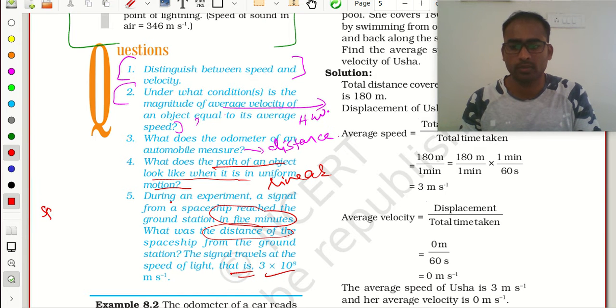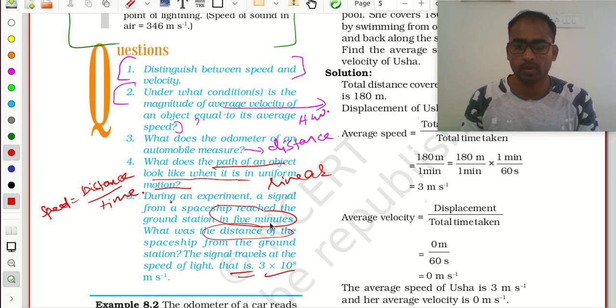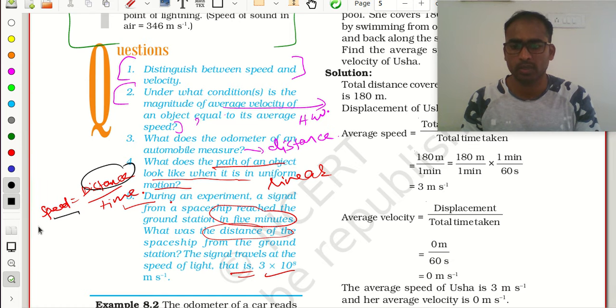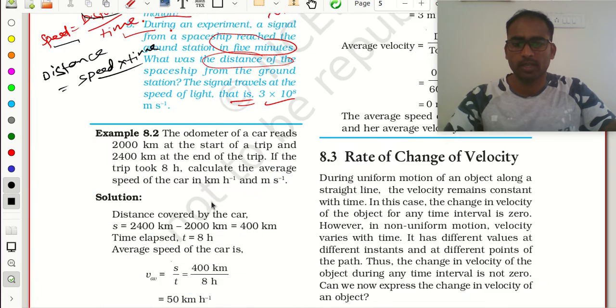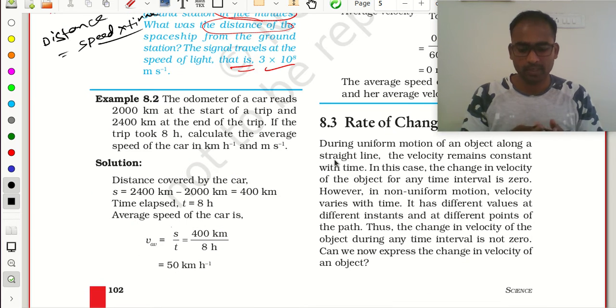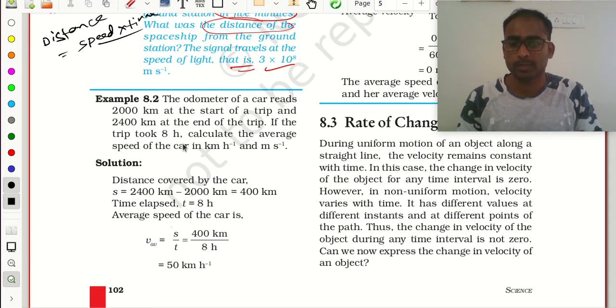So speed is equal to distance by time. Here I know the time, and I know the speed also. Just I need to calculate the distance. Distance is equal to speed multiplied with time.